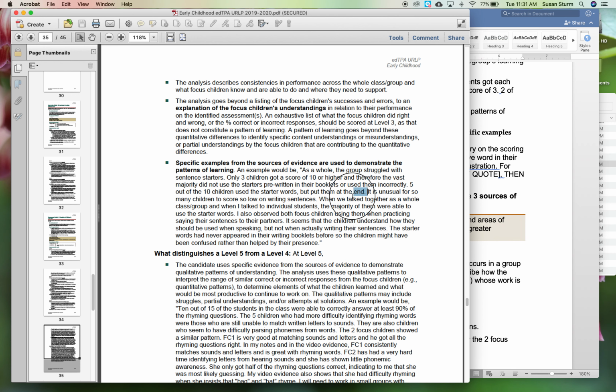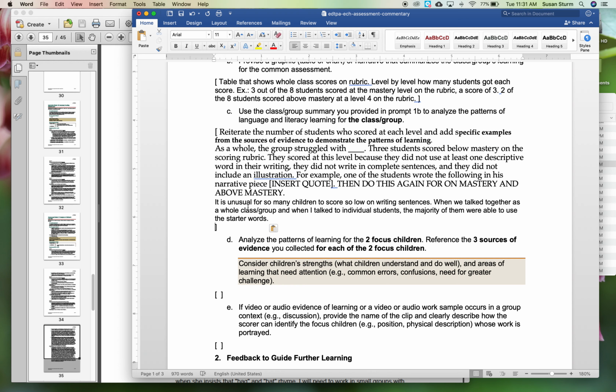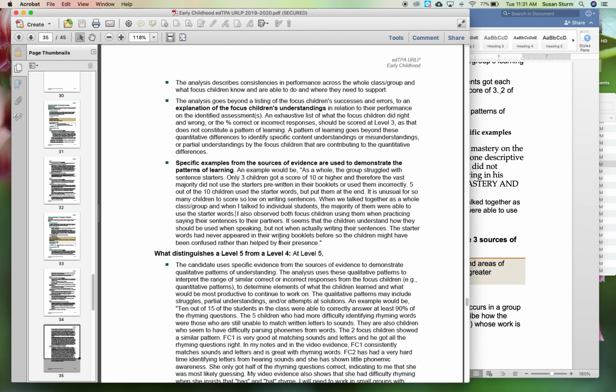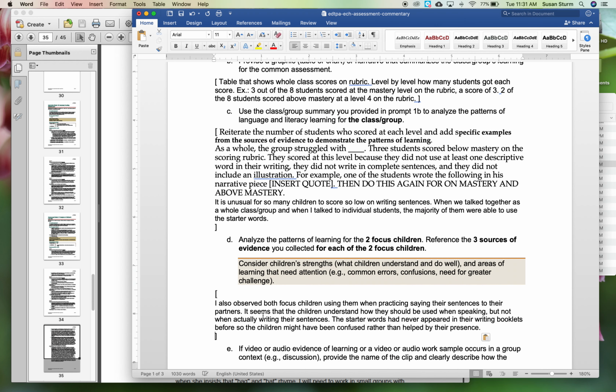Statements like this belong here in part C, but statements like this belong in part D, where you're analyzing the focus students' patterns. So I'm going to just drop that there. Okay, so basically what they want you to do in part C is to talk about the patterns that you see in your assessment data for the entire group, and then insert really good examples.